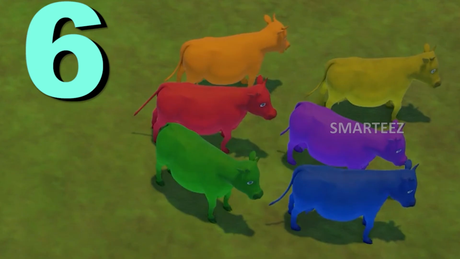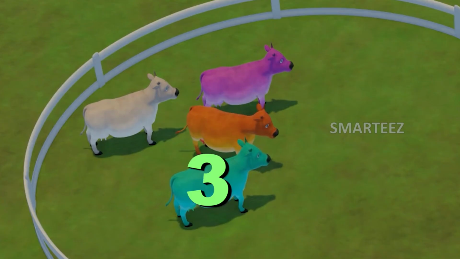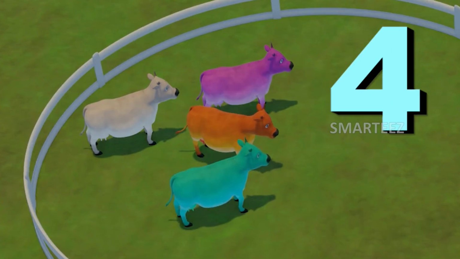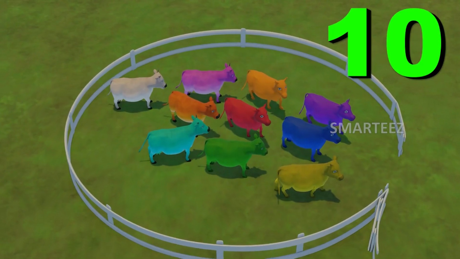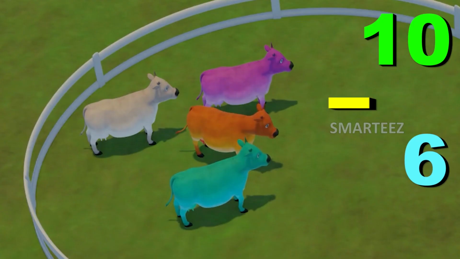Let's see how many are still there. That's 1, 2, 3, 4. 4 cows are still left. At the start, we had 10. When we subtract 6, we have 4 remaining.